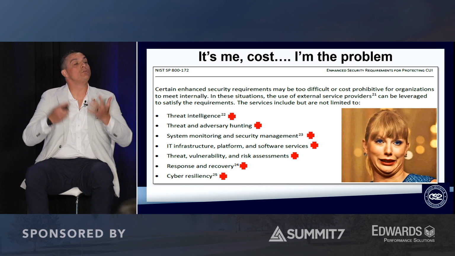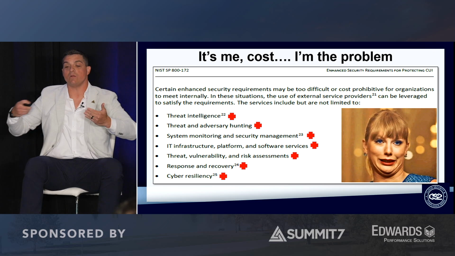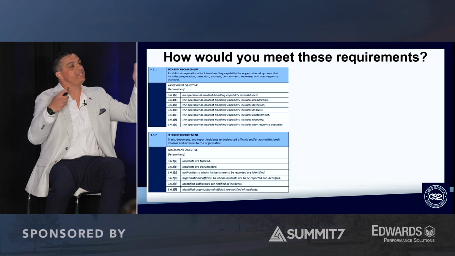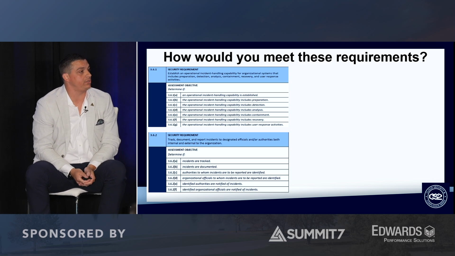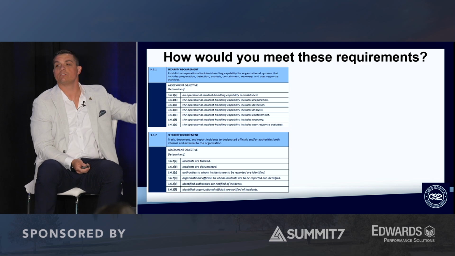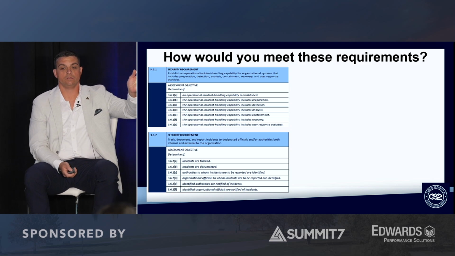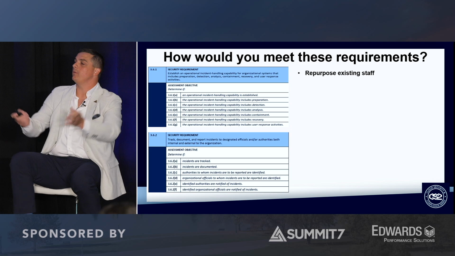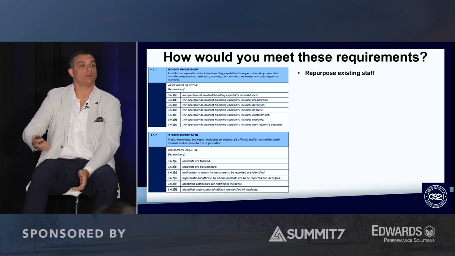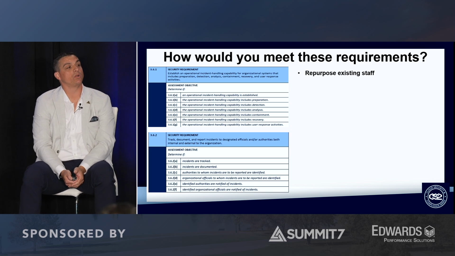Essentially, if you look at it, what happens is that if you start thinking about 172, you eliminate the redundant cost. So how would you meet these requirements? This is 3.6.1 and 3.6.2. This is incident response capabilities and tracking of your incidents from 800-171. What would you do? You'd probably repurpose existing staff. We talked about that. It's not very successful because usually Judy from HR, the lady that's sitting at the front desk, is the person that's your incident commander.